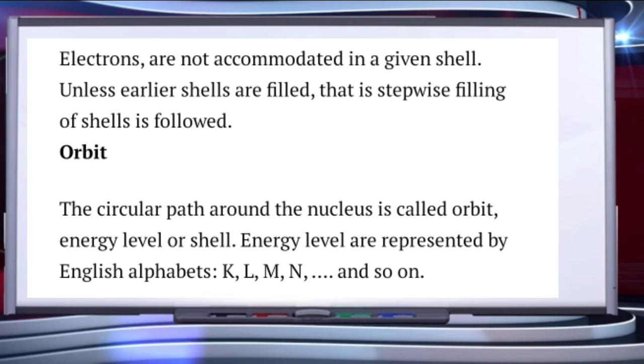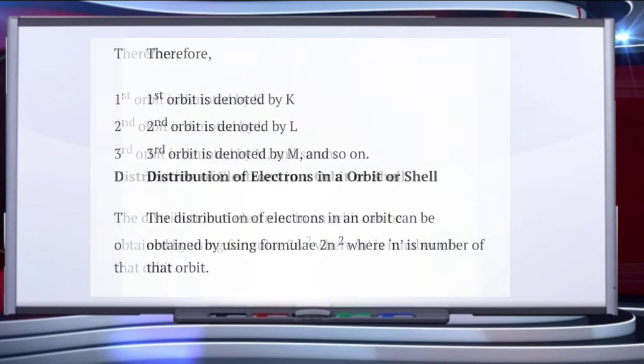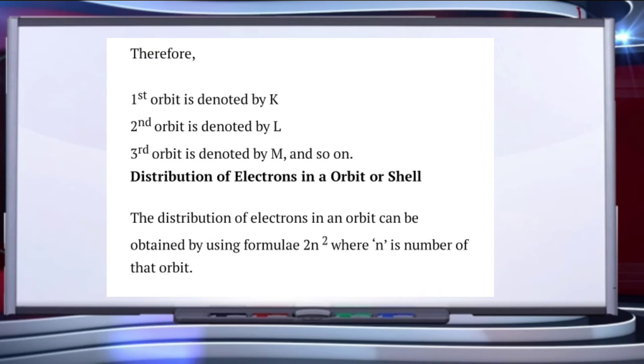Orbit. The circular path around the nucleus is called orbit, energy level or shell. Energy levels are represented by English alphabets K, L, M, N and so on. This I've already told you. You have to be very particular about these names. Therefore, the first orbit is denoted by K, the second orbit by L, the third orbit is denoted by M and so on. So the distribution of electrons in an orbit or shell can be obtained by using the formula 2n square, where n is the number of that orbit. I hope children you have understood it.